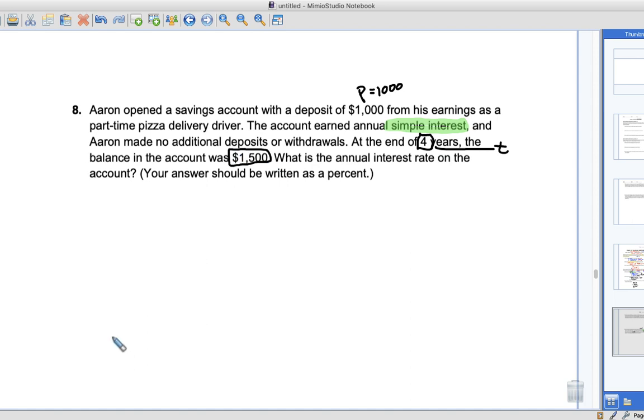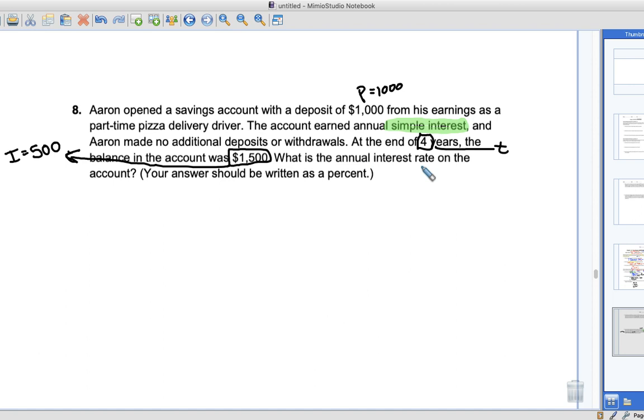The $1,500. It got $500 more. Yes, very good. So Aaron started with $1,000. After 4 years, there's $1,500 in the account. He didn't put the $500 in. The bank gave that to him in interest. So out to the side, this tells us that our interest, I, is going to be $500.